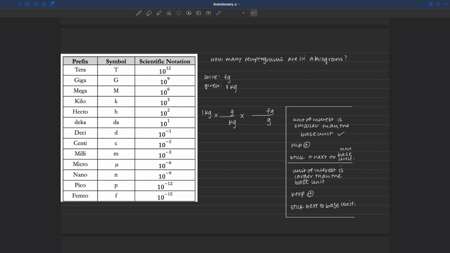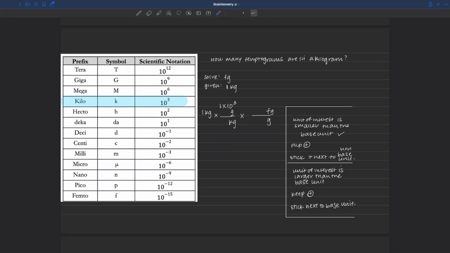So let's start with the kilogram part. So the kilograms right here, 10 to the third. It's the number larger than the base unit. You keep it as a positive, 1 times 10 to the third. And where do you put it according to the rules? You put it next to the base unit. So I'm going to sneak this guy in right up here, like that.